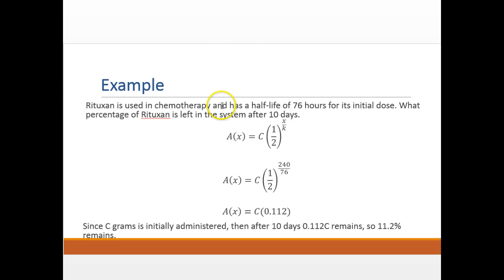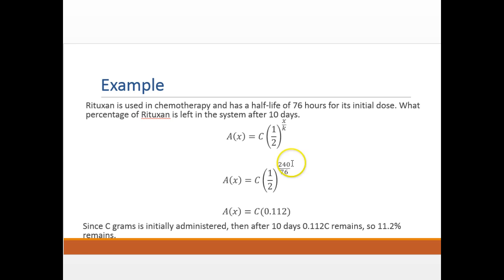Rituxan is used in chemotherapy and has a half-life of 76 hours for its initial dose. What percentage of Rituxan is left in the system after 10 days? Well, I'm going to use this formula, A of X equals C times (1/2) to the X over K. I don't know what C is because I'm not really told how much the initial dose was. But I am told that the length is 10 days, and my half-life was given in hours, so I'm going to change days to hours. So 10 days is equivalent to 240 hours.